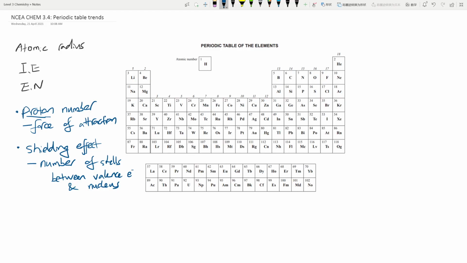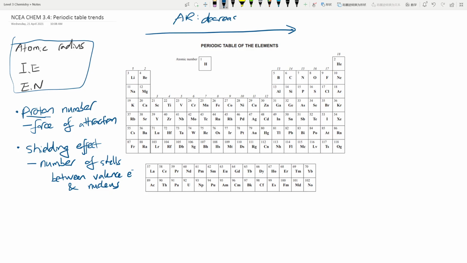So when you look at any of the three trends we need to look at, before you decide, you need to think about how many protons they have, and how many inner shells there are between the valence electrons and nucleus, which determines the shielding effect. So let's look at the atomic radius. If we go across the period, going this way, the atomic radius decreases. See, I get it wrong sometimes. Atomic radius decreases. So why does it decrease?